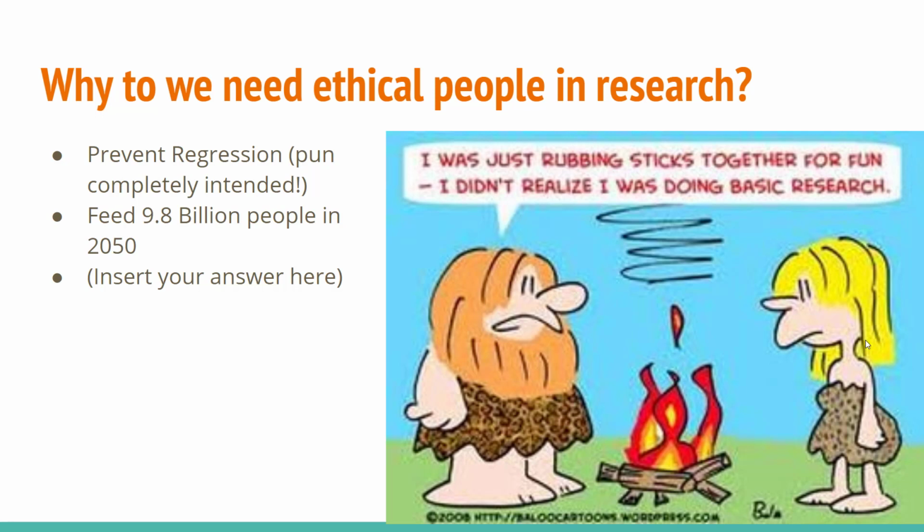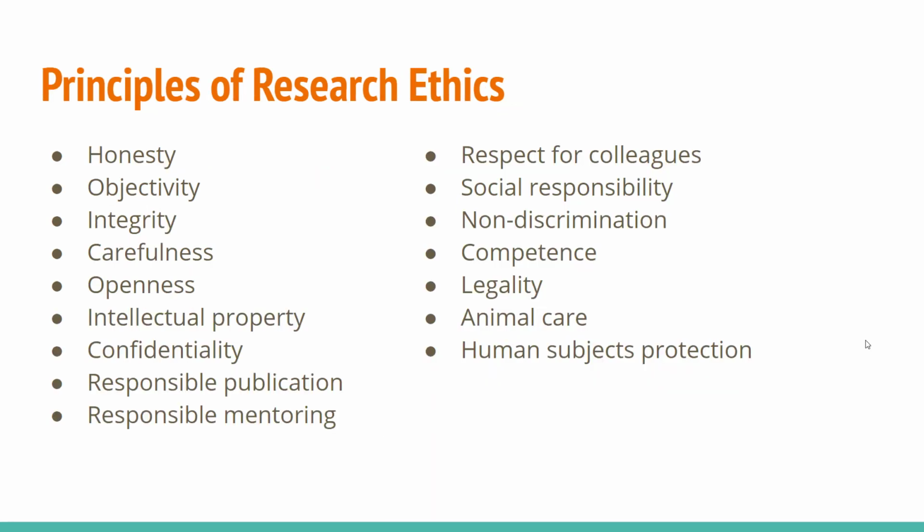And so we need to be able to feed 9.8 billion people by the year 2050. And to do that, we're going to have to do research to figure out the best, most efficient ways to produce more food using less land and resources. And there's a million other reasons out there too. You could literally insert your answer to this list as well.